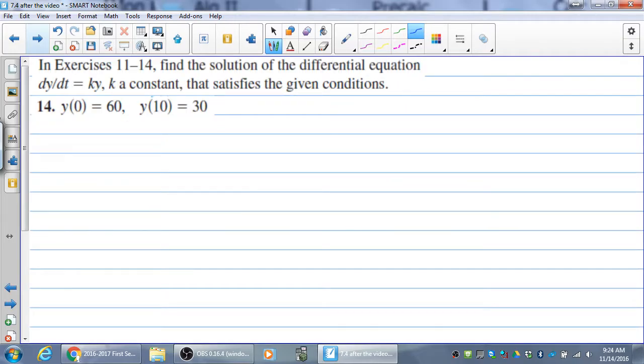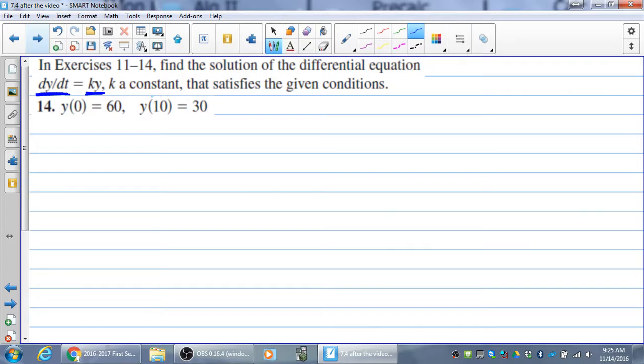Find the solution of the differential equation dy/dt equals ky, k a constant, that satisfies the given conditions. This says the rate, a derivative is still a rate, the rate at which something changes is proportional to how much is there. Which means if you have a city of 1,000, it's not going to populate as much as a city with 10,000. The rate is going to be much different for the city of 10,000 because there's more people there. So the more people you have, the faster the rate of growth. Or bacteria, or rabbits, or whatever, right? Anything that can populate.